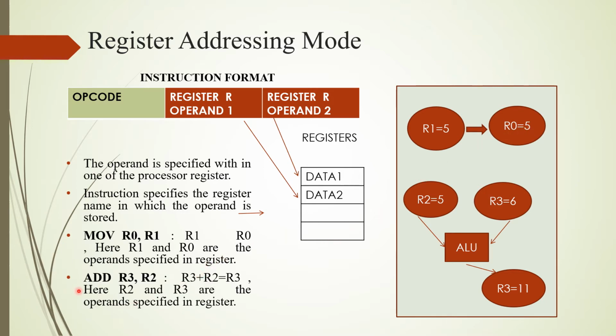Another instruction I have taken here, ADD R3, R2. The content of R3 and R2 are added and the result is stored back onto R3. You can make a pictorial analysis. The content of R2 is brought to the ALU. The content of R3 is brought to the ALU. Addition operation is carried out and the result is stored back onto R3. Here R2 and R3 are registers which are specified as operands in the instruction.